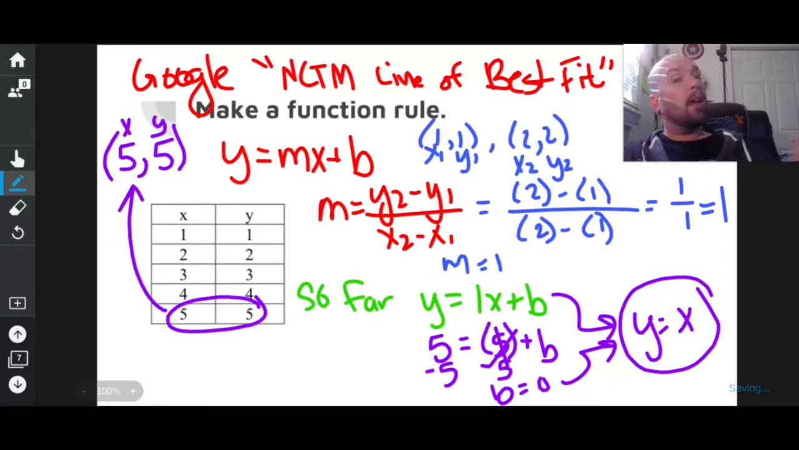Y equals x. That makes sense because look, see what x is? Y is x. It's the same thing. That made sense. That was pretty easy.